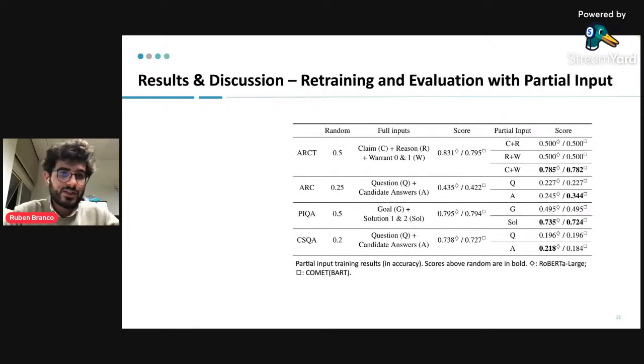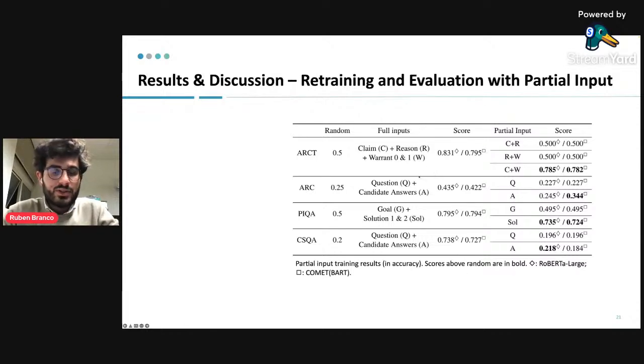Okay, so the first stress test is the retraining and evaluation on partial input. From this experiment alone, we could draw a lot of conclusions, and it was a really good set of results that got us really excited. I told you that you didn't have to look at the tables, but let me briefly explain what is in them.